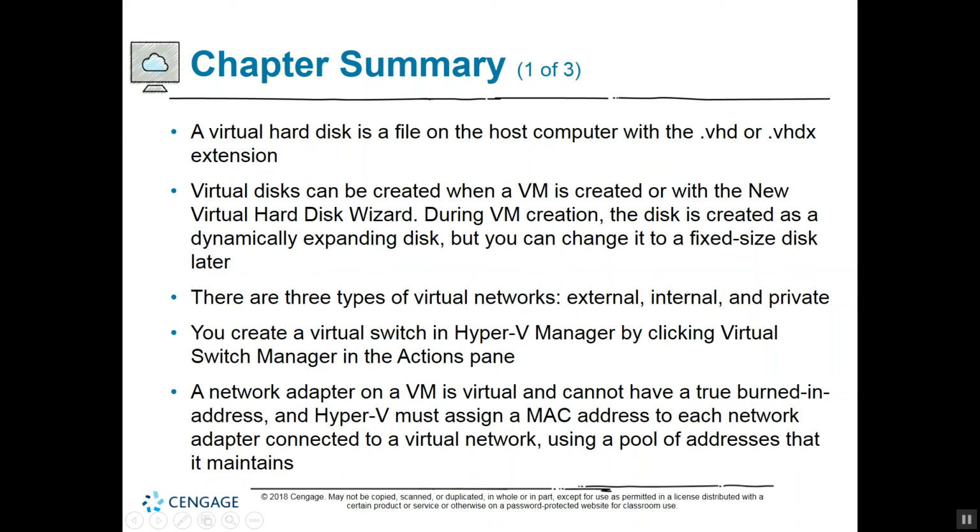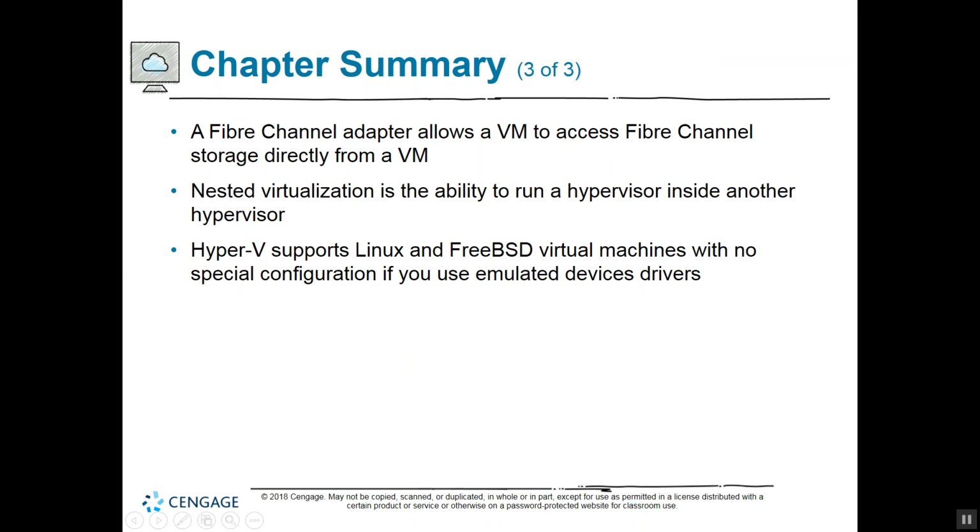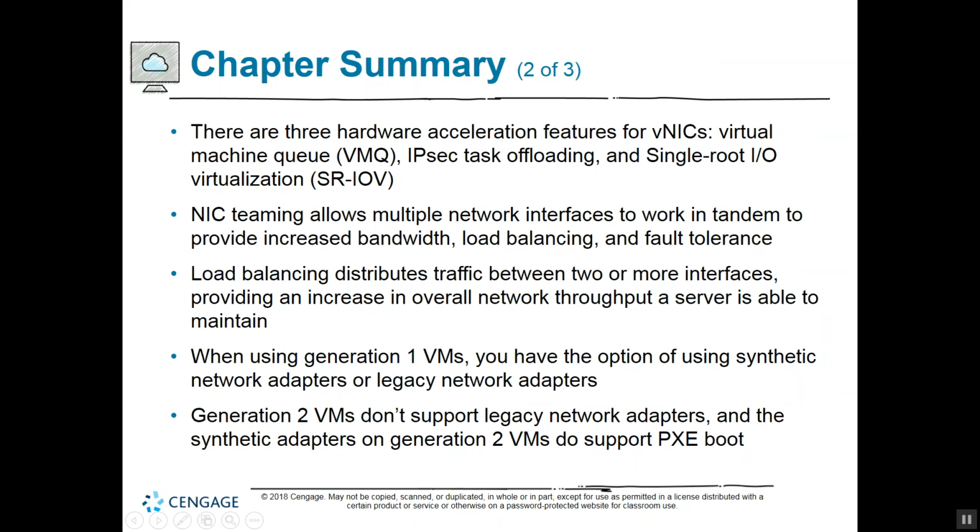A virtual hard disk can be created when a VM is created, or we can do it afterwards just using the menu over on the right side of Hyper-V Manager. Okay. So NIC teaming allows multiple network interfaces to work in tandem. Load balancing we've dealt with, and if you're using Gen 1 VMs, you have the option of using synthetic network adapters or legacy network adapters. Gen 2 VMs don't support legacy network adapters, and the synthetic adapters on Gen 2 VMs do support PXE boot.